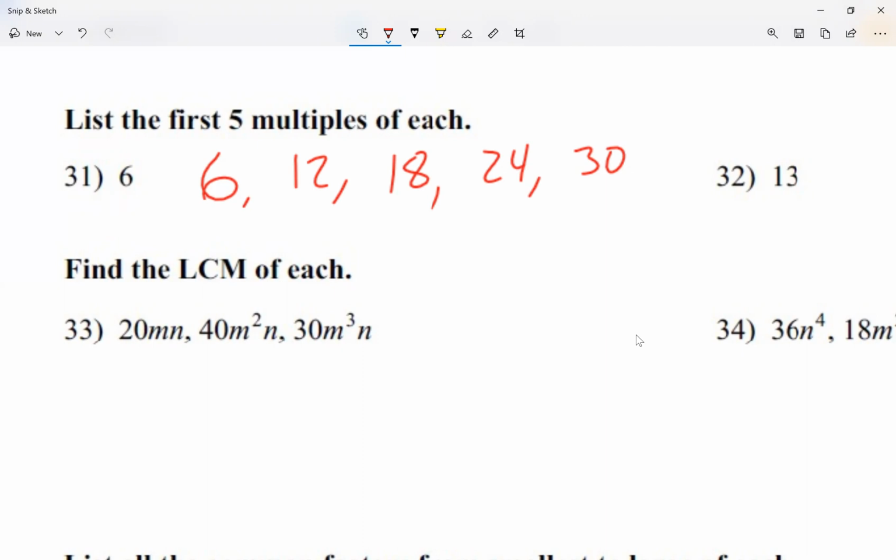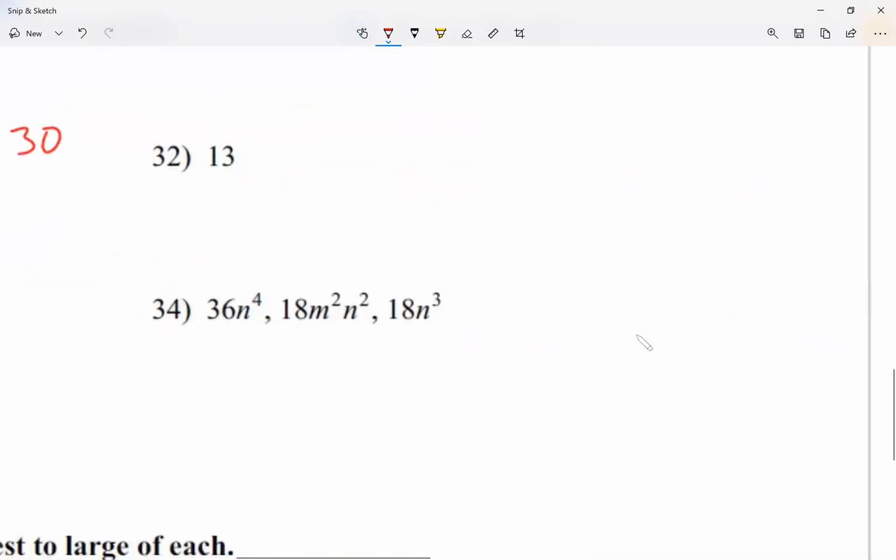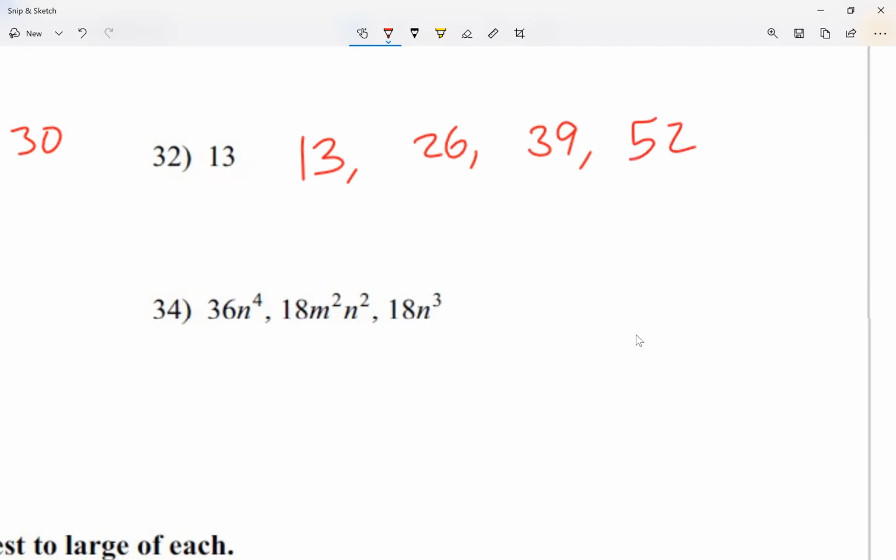comma. Okay. Now, let's take a look at number 32. Want to find out the first multiples of 13. So I'm going to start with 13. And for each additional number, I'm going to add 13 more. So 13 plus 13 is 26. Plus 13 more is 39. Plus 13 is 52, right? 39 plus 13 is 52. And then we have 65. And that's it. Those are my first 5 multiples.